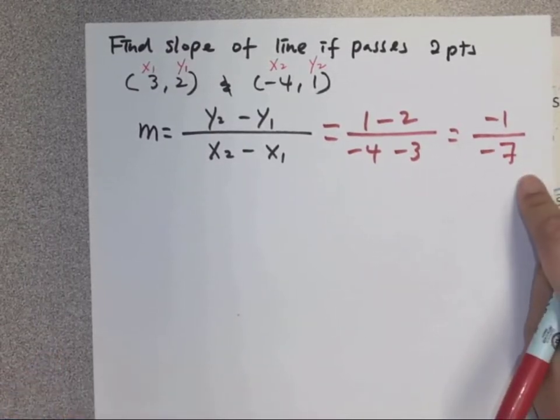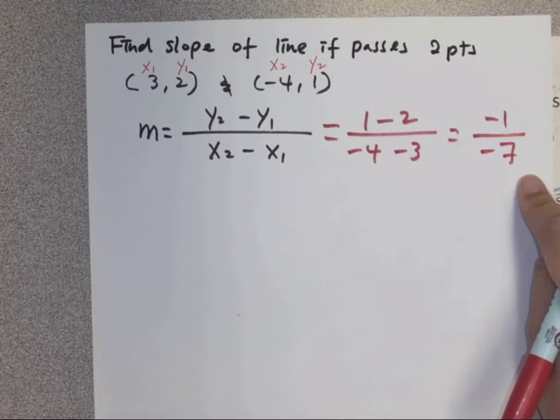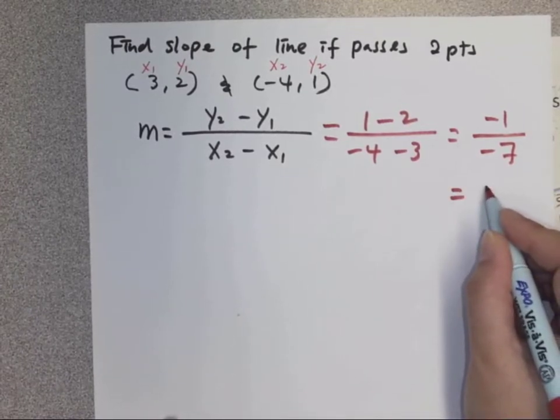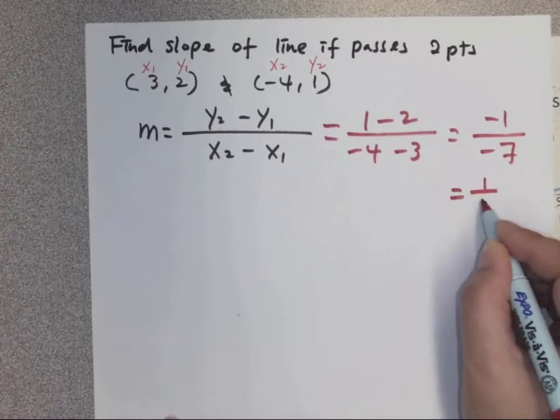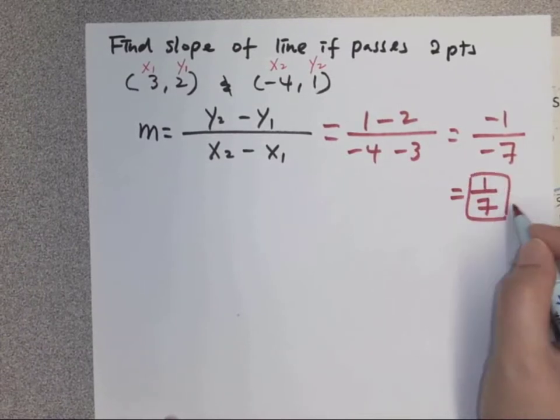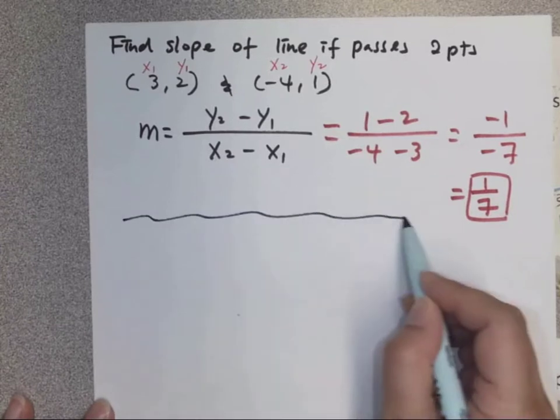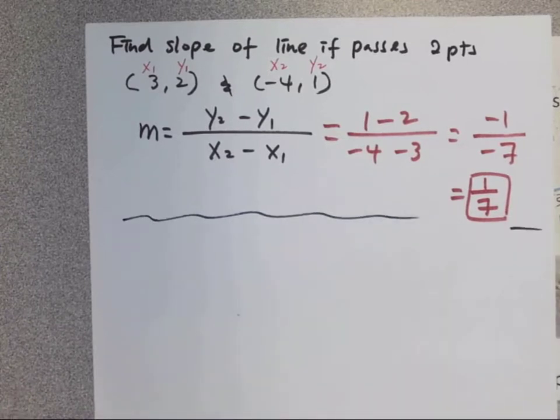If you leave it like that on the test, what do you think I'm going to do? I would have to mark it wrong, and it will hurt. But what else do I need to do here? The negatives cancel out, so it's just 1 over 7. And if you can reduce it by a 2 or 3 or something, make sure you reduce it also. So that would be the final answer for the slope. Any questions about slope?